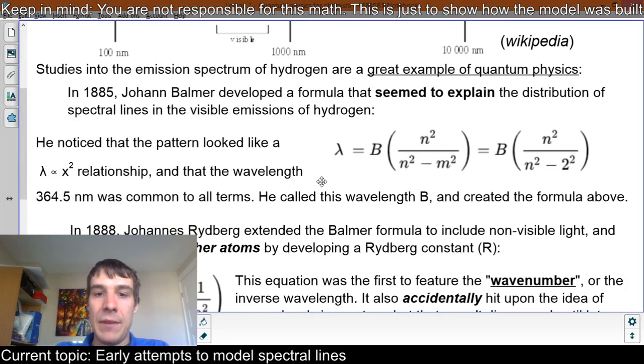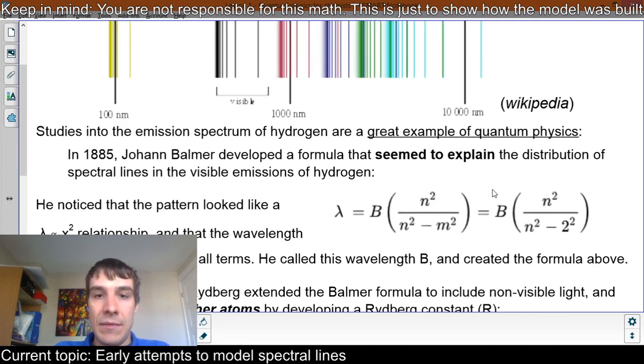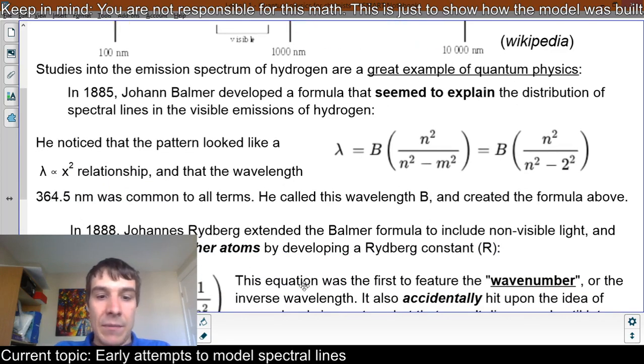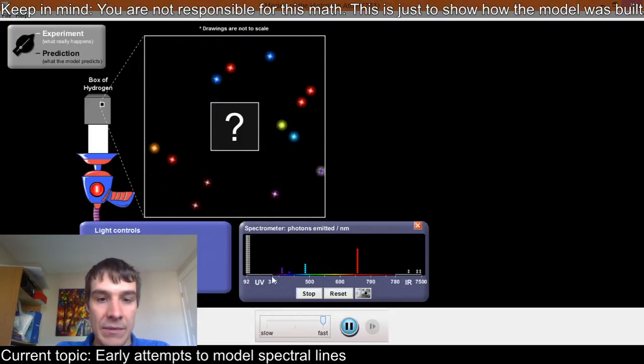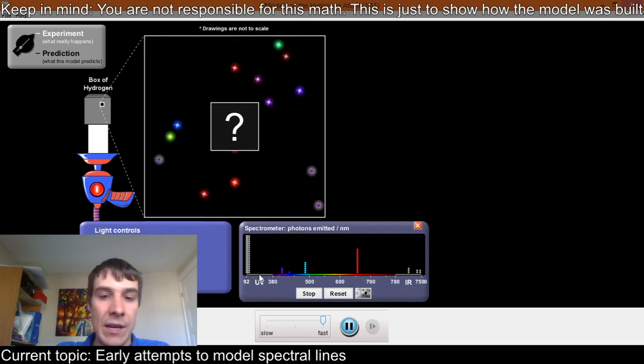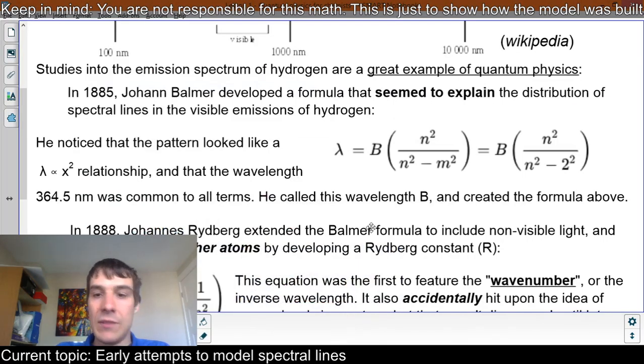What Balmer came up with was this: the wavelength lambda equals some value b, which he called the Balmer wavelength, 364.5 nanometers, times n squared over n squared minus 4. That's the formula he came up with for the hydrogen atom. The 364.5 was in the UV, and then the lines would get further out on a squared relationship. So that's 1885.